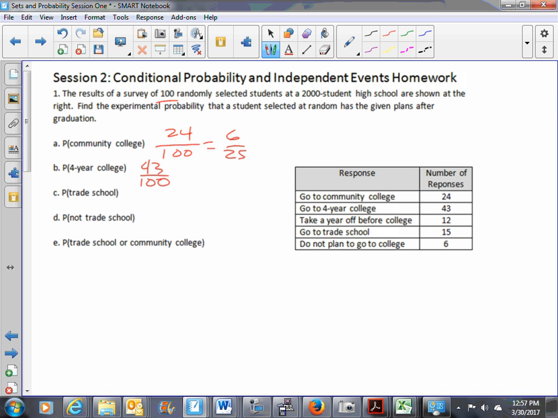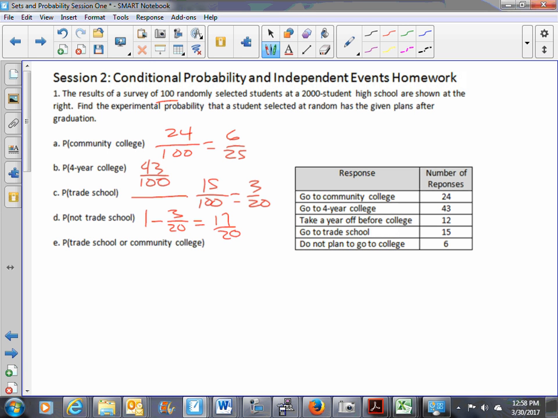Now, there are 15 that are planning to go to trade school, so the probability would be 15 over 100, and that would reduce to 3/20. And the probability they're not going to go to trade school, now the easiest way to do that is 1 minus the probability they are going to trade school, which would be 17/20.